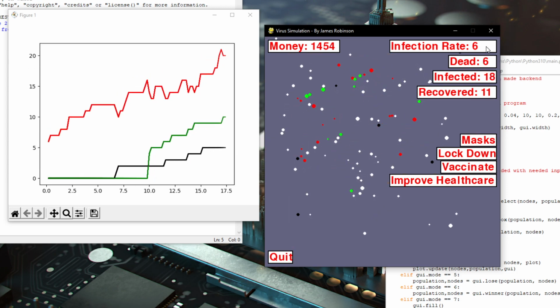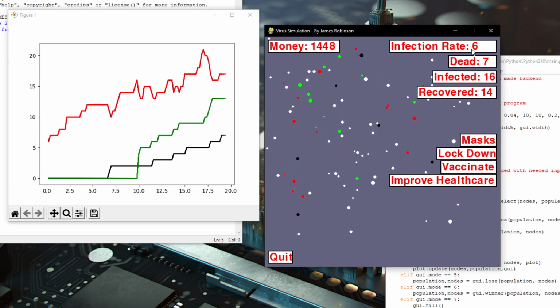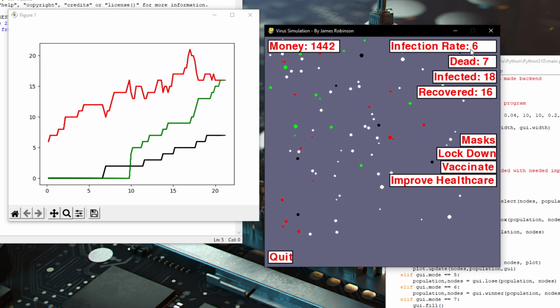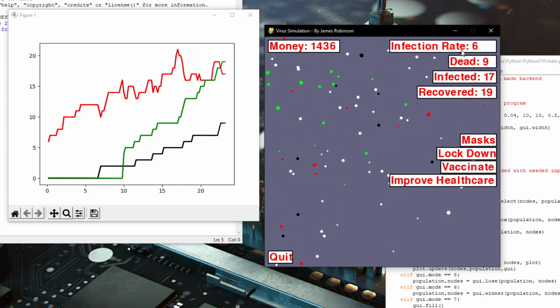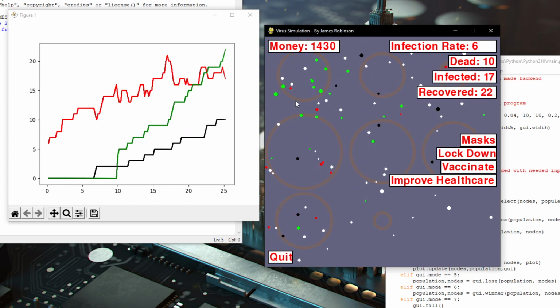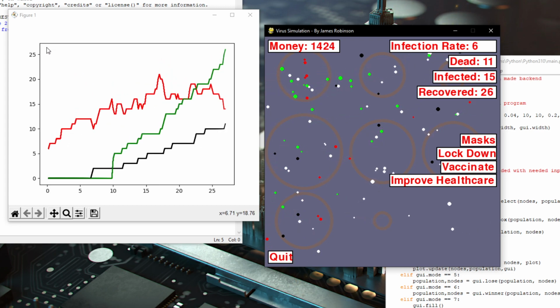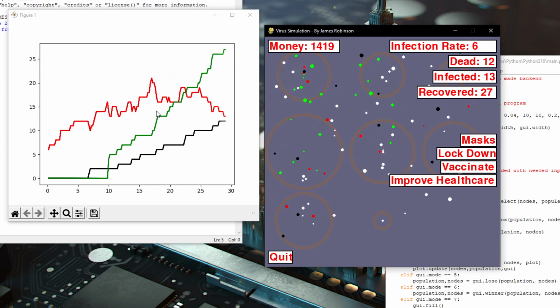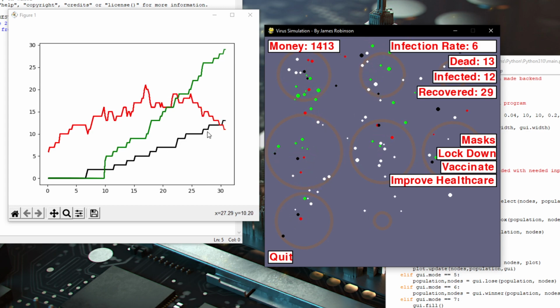Masks will also change the infection rate from 20 to 6.33, so that's quite effective at reducing the infection rate. As you can see, the infection rate normally would go up to about 30 by now, but instead it's plateaued at 20, which means the death rate is much lower.